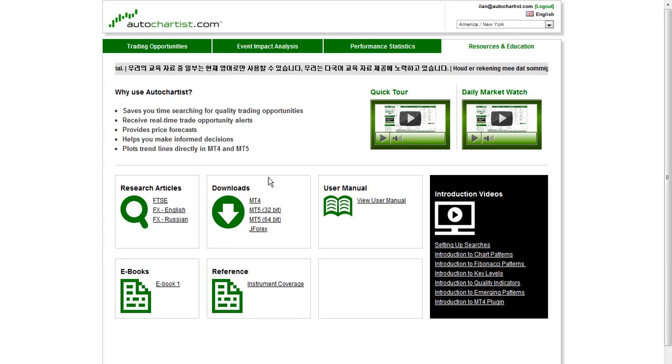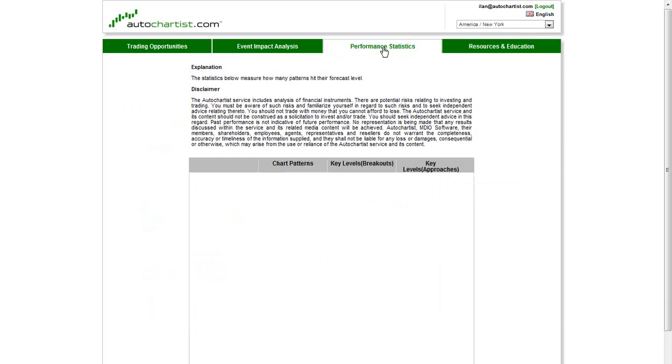The next section that I want to show you is something called performance statistics. So I'm going to click on the performance statistics button, and this is possibly the third most commonly asked questions at Autochartist, which is how well does Autochartist do in terms of its forecasts in the market?